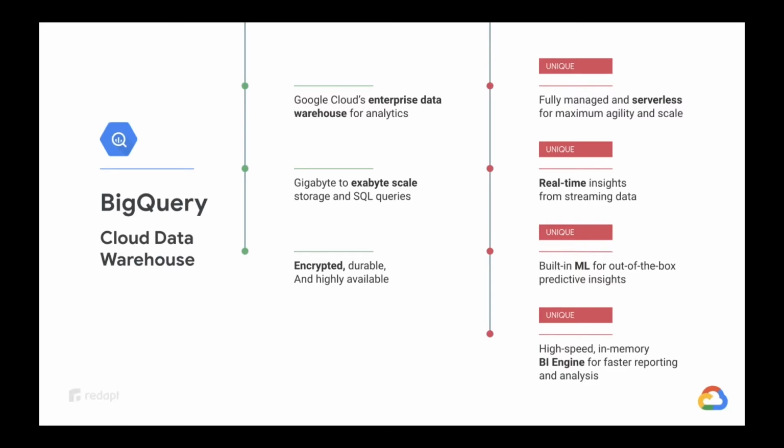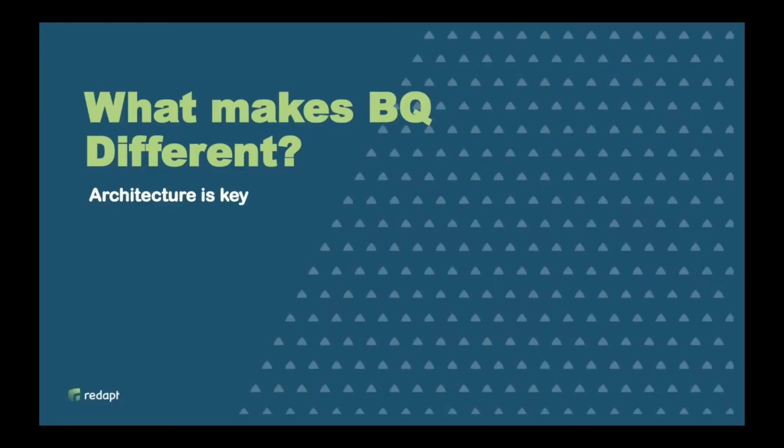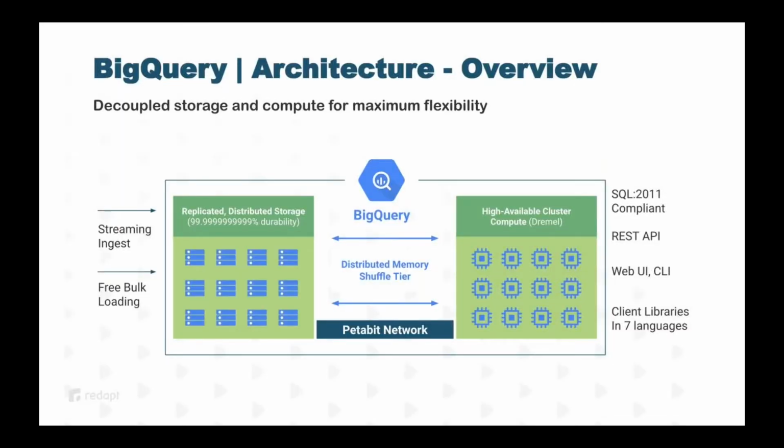That's all fine and good, but what makes it different? And in this particular instance, the architecture is what makes BigQuery different. Here is a high-level overview of the architecture of BigQuery. The key point that I want to address today is that storage is separate from compute. And this is one of the primary things that makes BigQuery different.